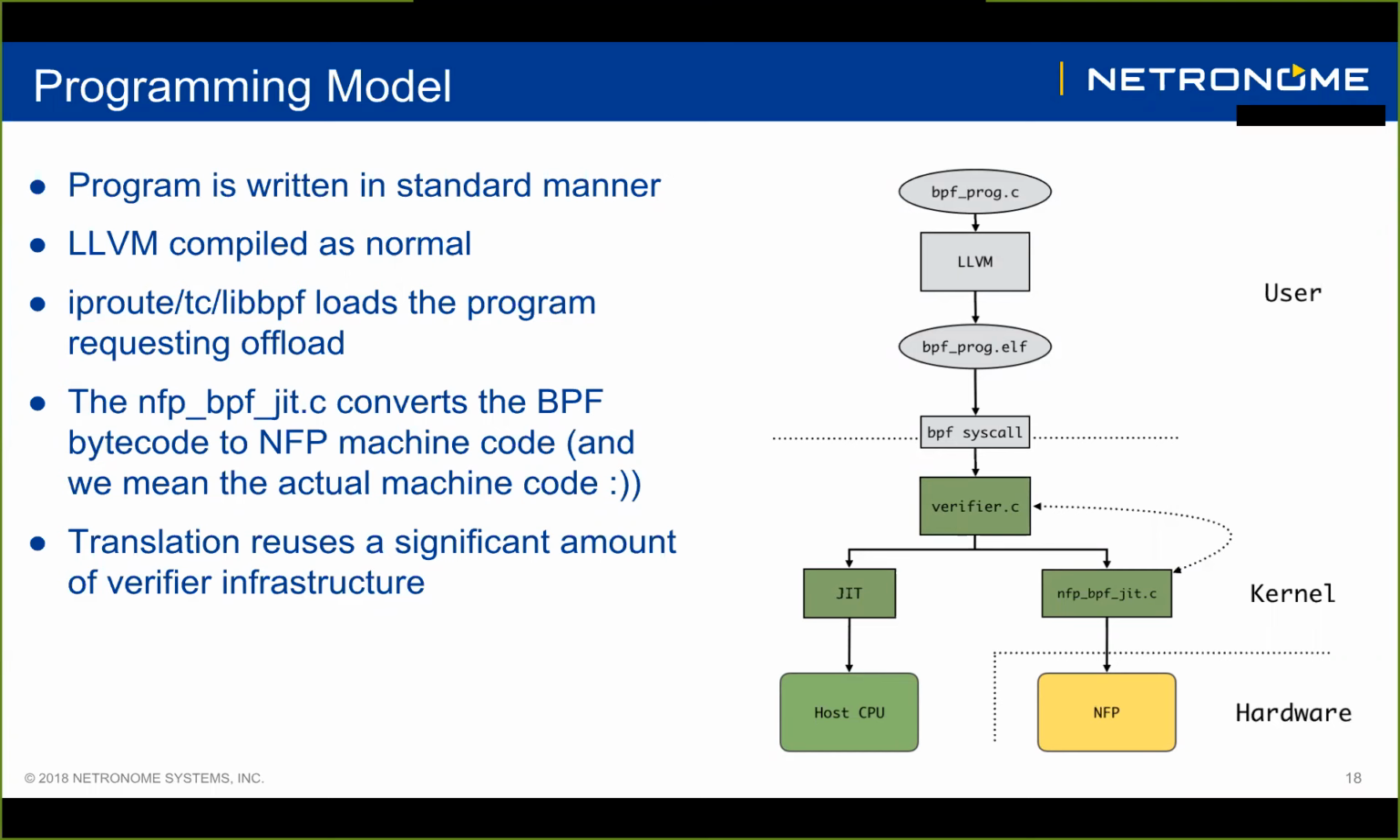So when a user wants to create a program that will work on the Netronome card and work in an offload environment, all the elements of the workflow are completely unchanged. So the user writes the C program the same as they would write it for the kernel, compiles it with whatever compiler they prefer, and then loads it with the BPF system call. And the differences really start after the kernel is done with the verification. Once the verification is performed, the kernel will choose, based on what the user asked it to do, whether to load the program into the host CPU or load the program into the hardware accelerator, in our case, into the NFP.